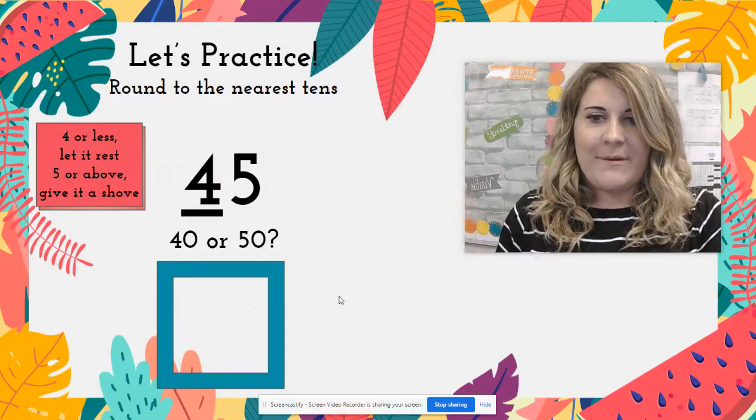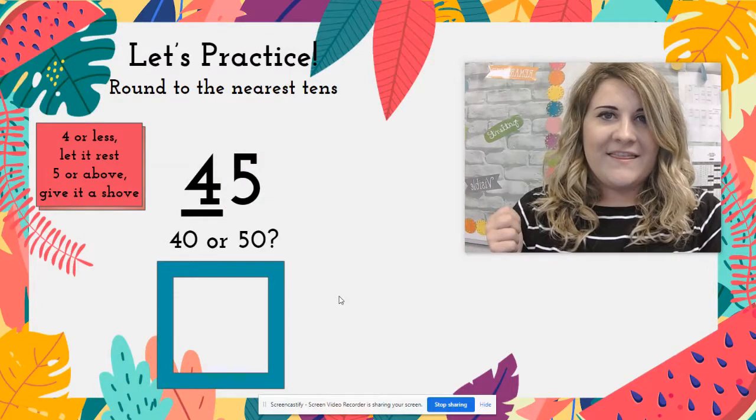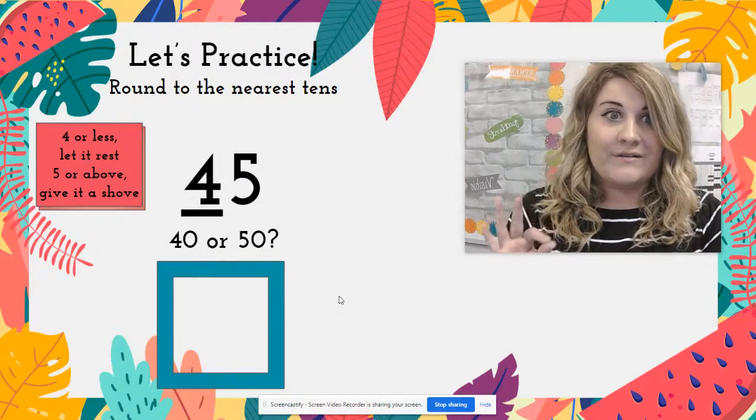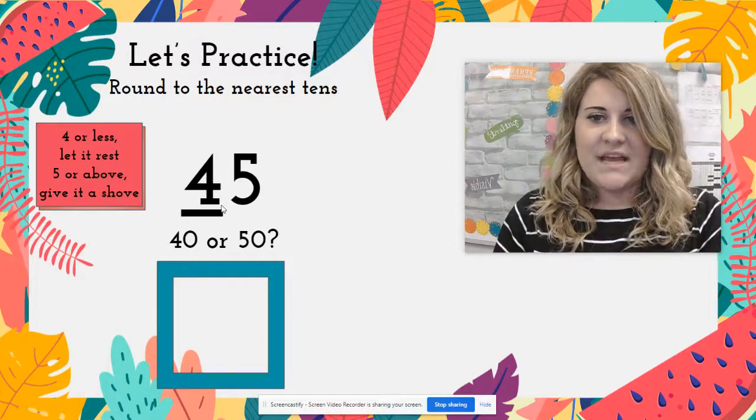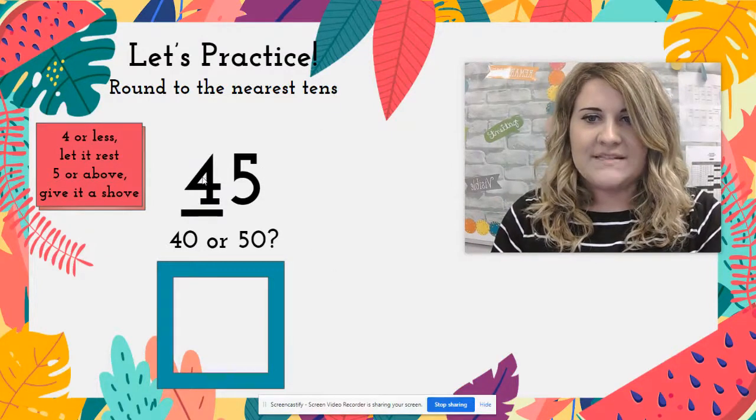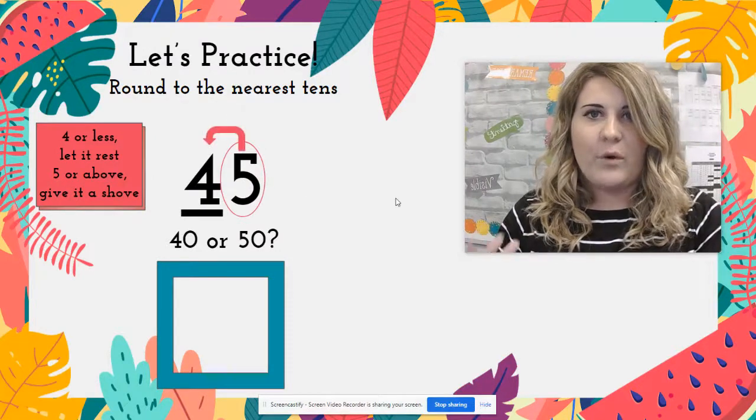All right, let's talk about 45. This is a close one, and you're going to see why. First, we're going to underline the tens because that's what we're rounding to, the tens place. That's the 4. We're going to spotlight the 5, and the 5 is going to tell the 4 what to do.